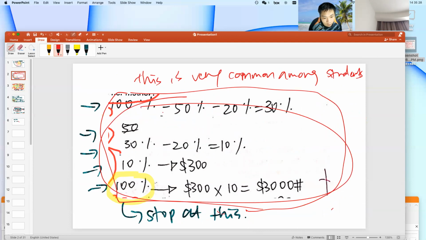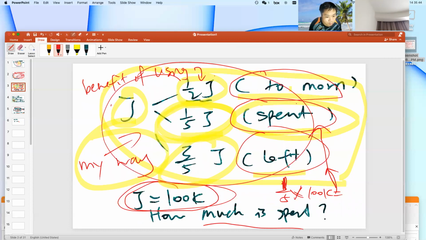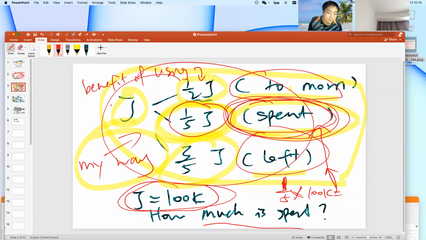Let's say they ask for spend. I don't know which one I should pick. I'm not sure whether I should continue to figure out or not. But with this branch, they ask for spend, right? Spend is here, so I know it's only 1/5 J. 1/5 J times the J.